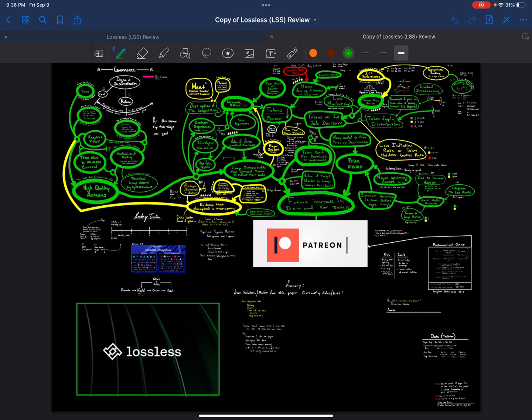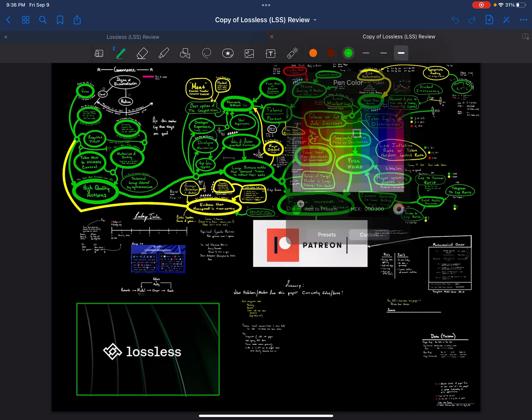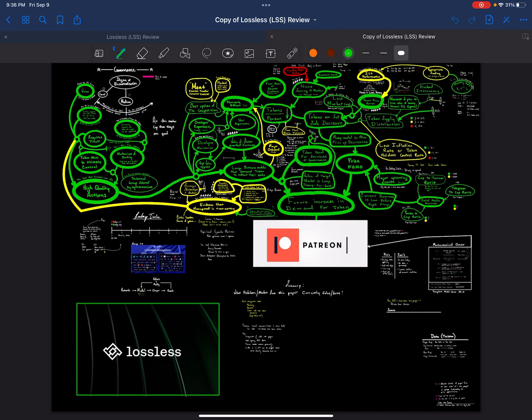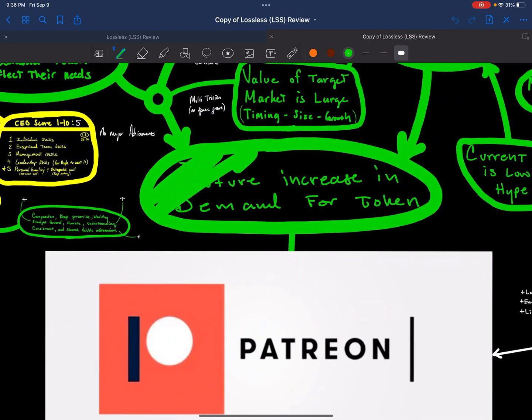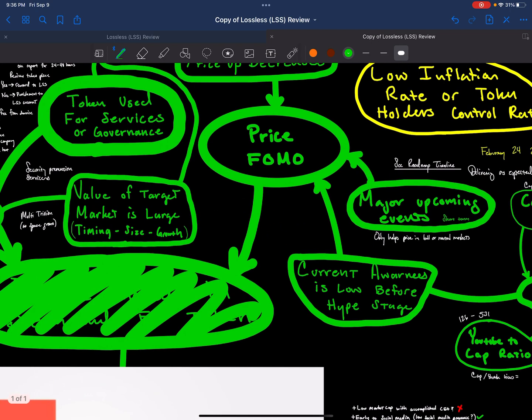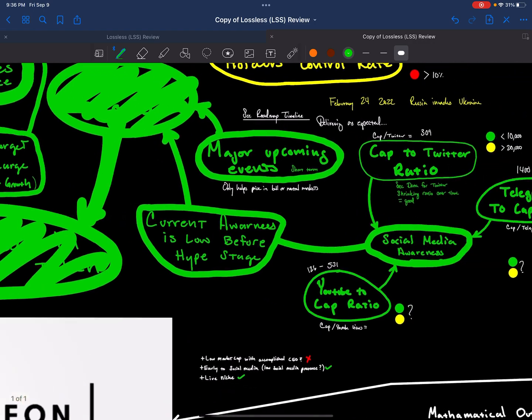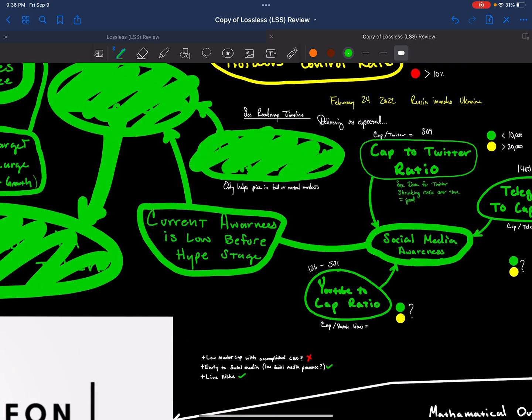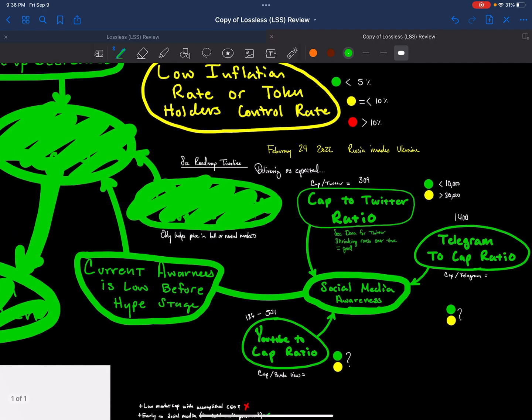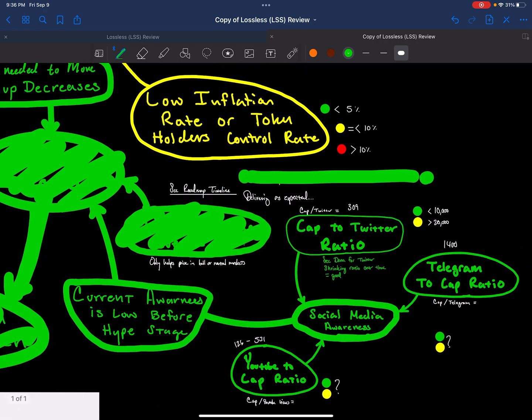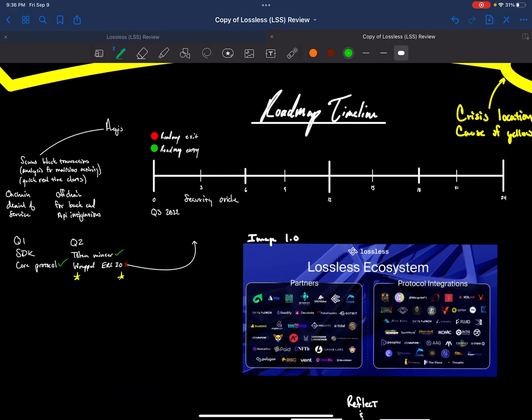So I'm going to jump right into what I expect for price performance, or at least what the model expects for price performance. Future increase in ban from a token, the model expects that to be the case. Price FOMO, the model expects that to be the case. Major upcoming events, the roadmap looks pretty decent. One thing to consider on the roadmap in February, Europe is in a pretty bad position right now on the macro scale because of the Russian invasion of Ukraine. But let's take a look at that roadmap.